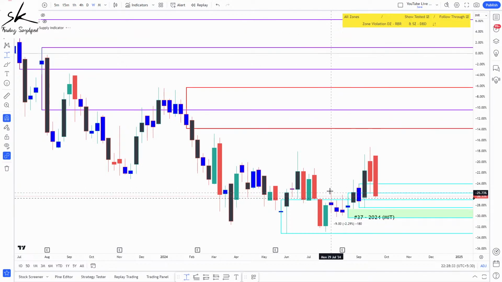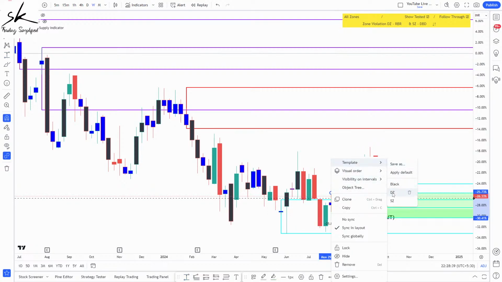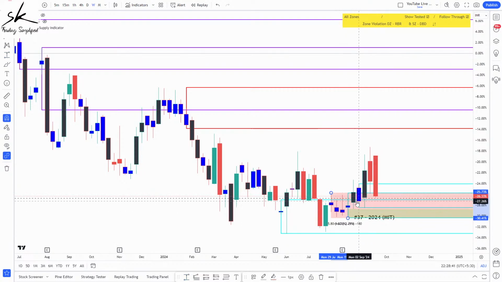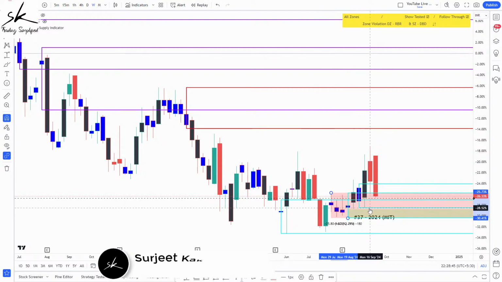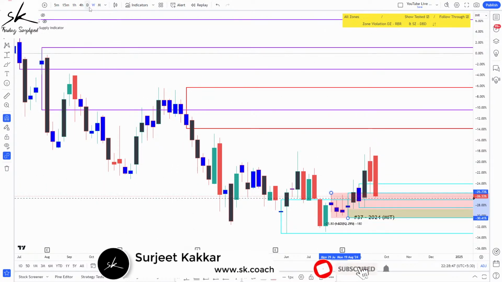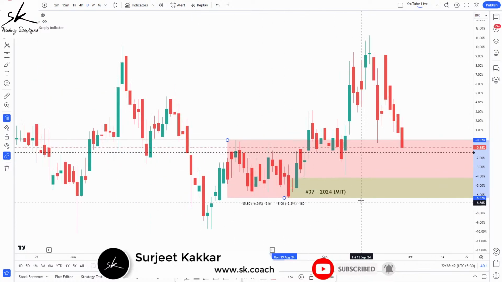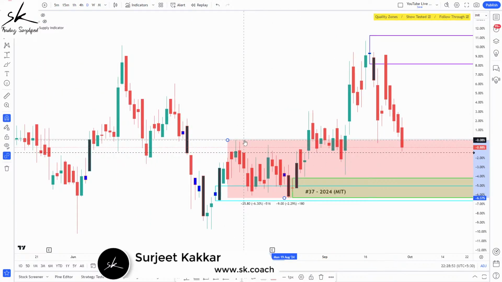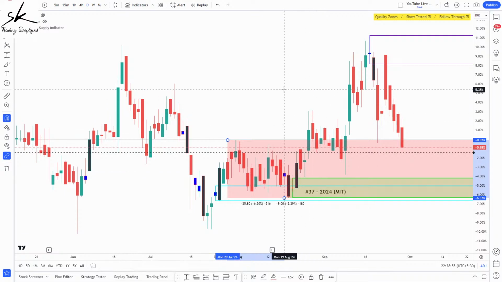And the answer is yes. Here you can see we have this rally-base-rally which the indicator is identifying for us. And I'll change the color so that we can differentiate between the two. So the one in pink is my rally-base-rally, and the one in green is my lower time frame drop-base-rally. So is my lower time frame zone completely inside my intermediate time frame zone? The answer is yes, which means we do have a coinciding level.